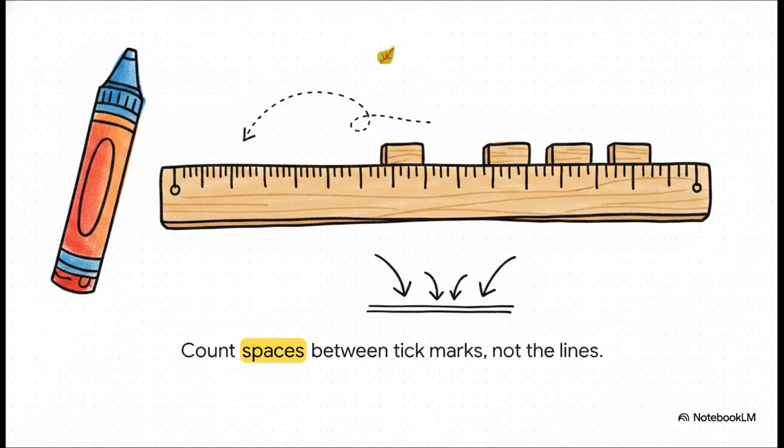If they just count lines, they aren't actually measuring. They're literally just reading symbols. The physical spaces between those lines are the actual units of measure.